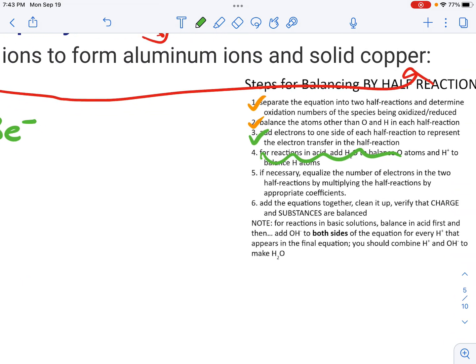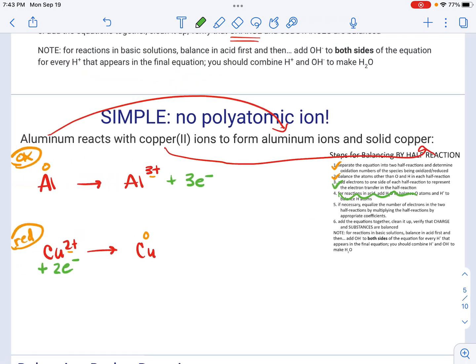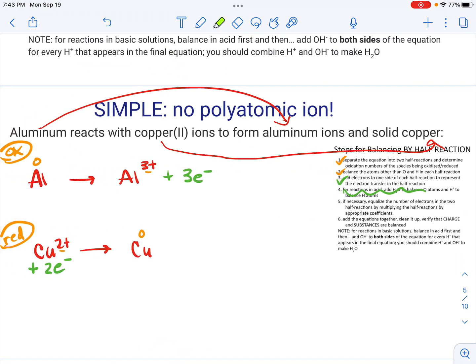If necessary, equalize the number of electrons by multiplying the half reactions to get appropriate coefficients. So we're going to see that my aluminum half reaction has 3 electrons and my copper half reaction has 2, and I can't have any extra electrons either going in or coming out. So the least common multiple is 6, which means I'm going to multiply the aluminum one by 2 and the copper one by 3. So that's what I mean by multiplying, and I'll show you what happens.